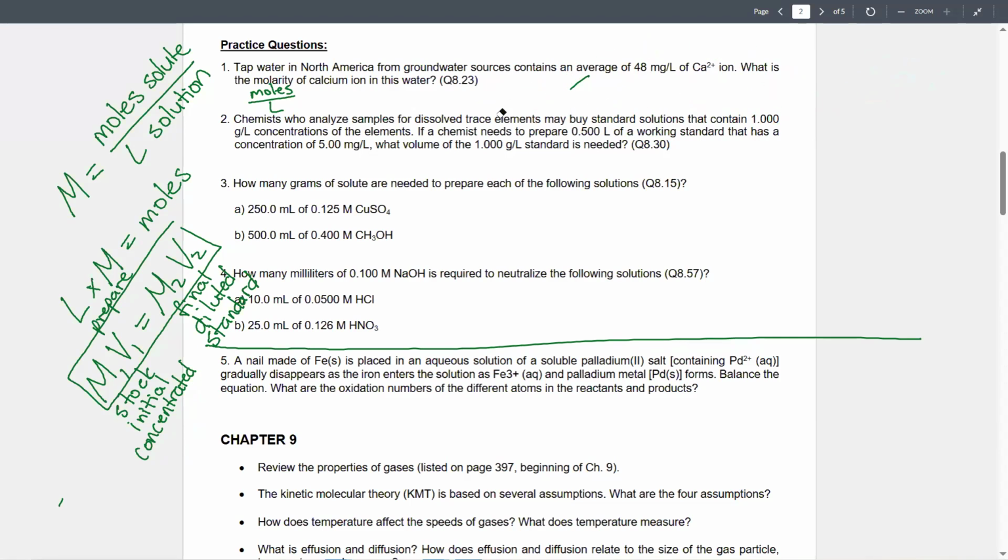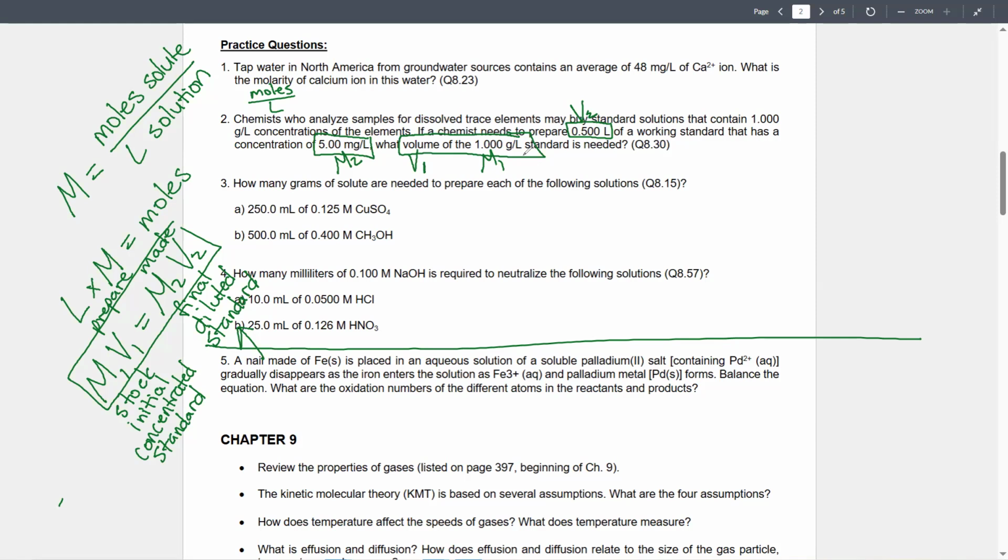So let's try to identify everything. This is like the hardest worded word problem of dilution I've ever seen. So a chemist needs to make this volume. If we made something, it's over here on the final side. So that's V2 of a working standard that has a concentration of this. So we need to make this concentration. That's M2. Over here is the thing that we made. What volume of this standard is needed? So we're looking for V1, and our standard, I'm putting standard on both sides because it can be on both sides, is 1.00 gram per liter. M1. So I found all of the players of the game, but it was kind of hard.